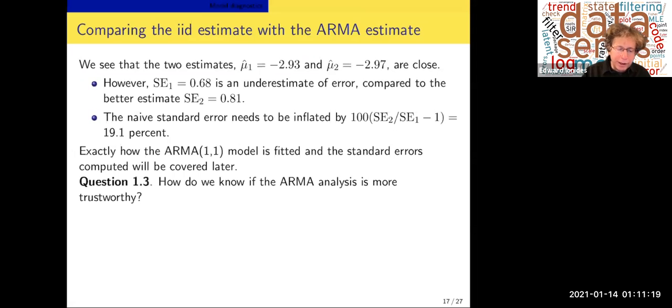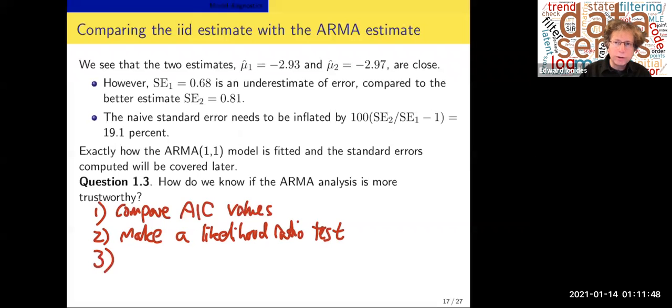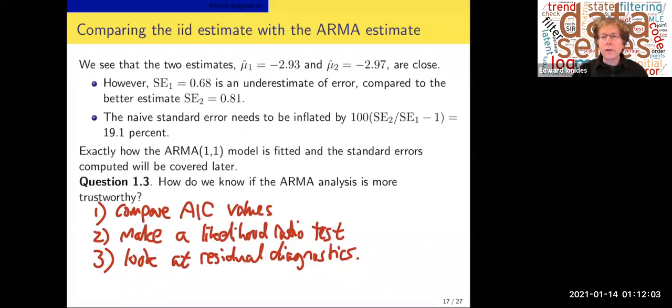You could compare AIC values. You could make a likelihood ratio test, or you could look at residual diagnostics. Those are all good things to do in general, and we can think about how to do them specifically in the context of time series analysis.